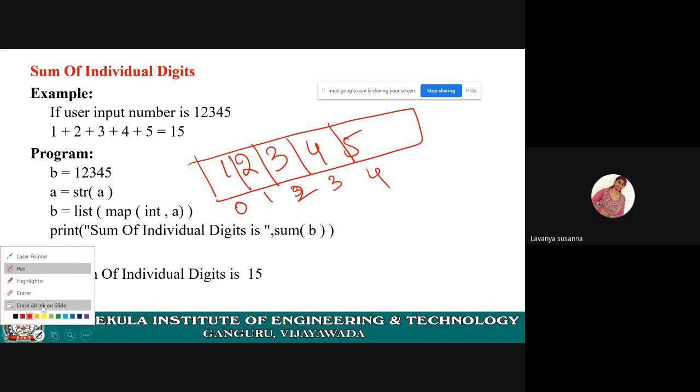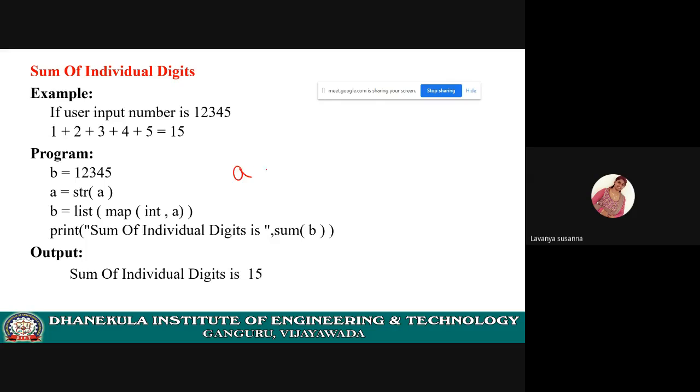Now see here. A contains the string 12345. Now what I am doing? See, the map function. Now let us see what the map function is doing. Here I will explain the map function. Please wait. Map function: int comma a. See here, map function int comma a. What this map function is doing is, first let us see what you are passing here.